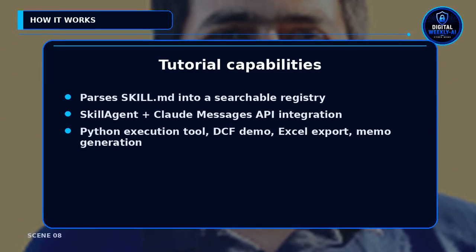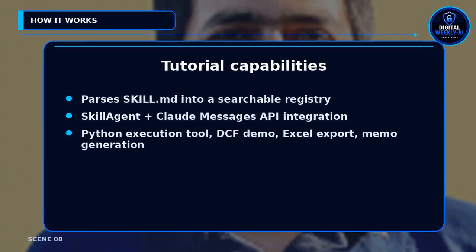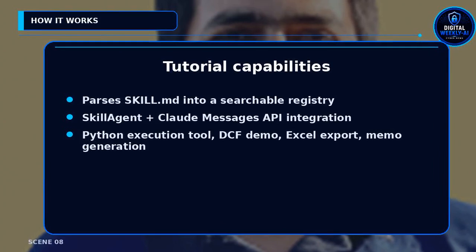The tutorial reproduces Anthropic's skill-driven architecture in Python. It parses skill.md files into a searchable registry. The SkillAgent injects selected playbooks into the Claude Messages API. A Python execution tool provides a persistent namespace across turns. The demo builds a 5-year unlevered cash flow DCF, generates a WACC and terminal growth sensitivity heat map, exports a multi-sheet Excel workbook, and drafts an investment memo inside Colab.